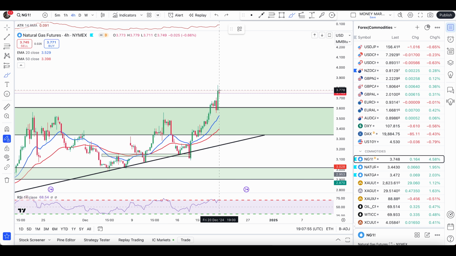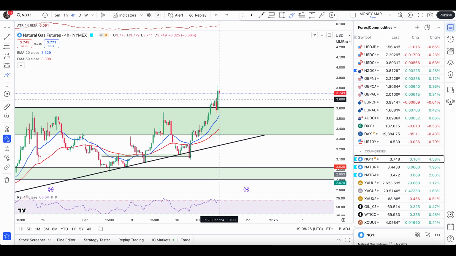Then we have a pullback entry. That is my favorite way of entering NatGas. The recent trade we took, I've just shown in the first part of the video. Then we have a pullback. Could be a deep pullback above 50 EMA, followed by a bullish engulfer. That is a very good entry. For me, the pullback entry will be strongest here because we will have this entry in the zone as well. Then we have a bullish engulfer above 50 EMA. Adding all that will make it a very good entry. So these are three entry conditions I'll be looking at.